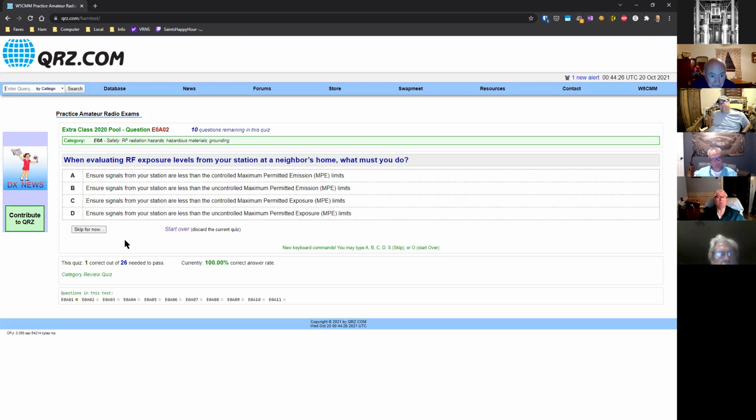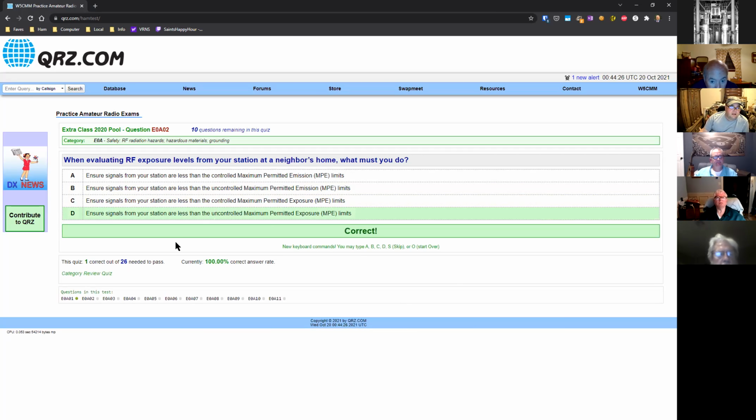When evaluating RF exposure levels from your station in a neighbor's home, what must you do? What's the difference between B and D? Ensure signals from your station are less than the uncontrolled. Oh, emission or It is. Delta. Yeah, delta.